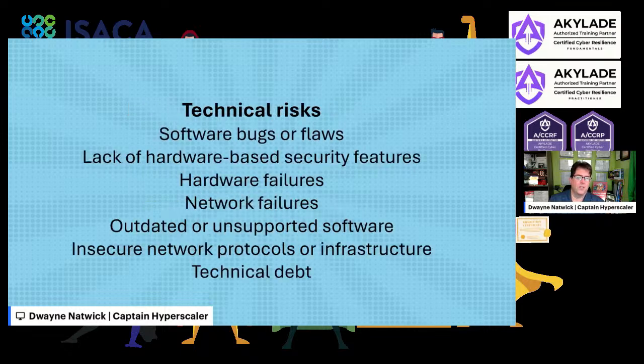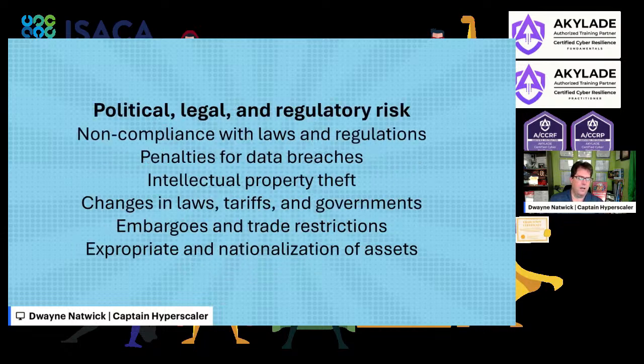So, technical risk: software bugs or flaws, lack of hardware-based security features. If we're using, again, open source software, that could be a technical risk for outdated, unsupported software. Insecure protocols, infrastructure. All those things are aspects of risk that we need to think about.